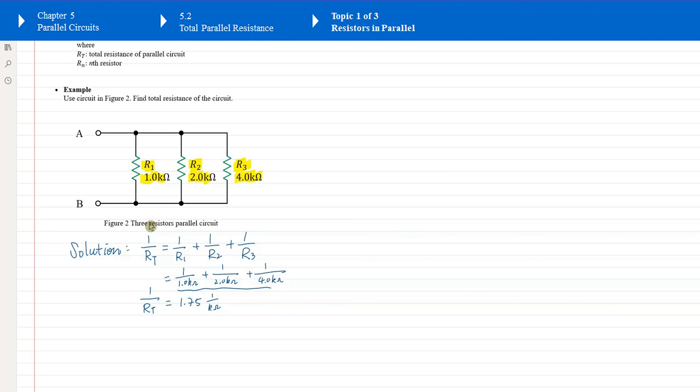So how to get RT? To get RT, we need to flip both sides of the equation. Flipping means bring the denominator to the numerator and bring the numerator to the denominator, for both sides. So RT equals the reciprocal of 1.75, which is 1 divided by 1.75. Now the unit is kilo ohm. Using a calculator, I got 0.5714 kilo ohm.